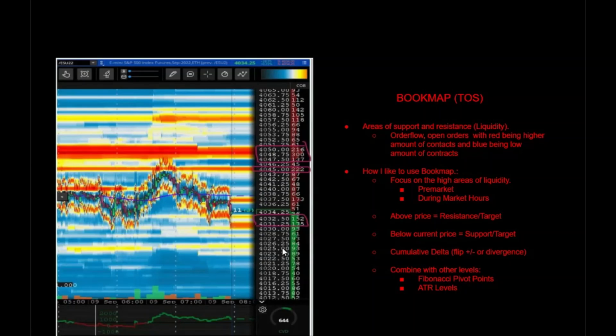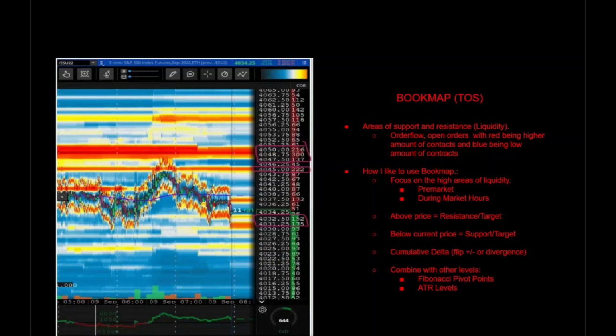What I also like to use is cumulative delta, which is right here, and cumulative delta is really just the net buying and selling in that given time. So what I look for, if you see down here, you see it's positive, that means there's net buying. If you see it red, that means net selling. I also look for a flip in cumulative delta. So if it goes from green to red, that's telling me the buying pressure is subsiding, and if it flips to green, that means buying is coming in. So something to keep in mind.